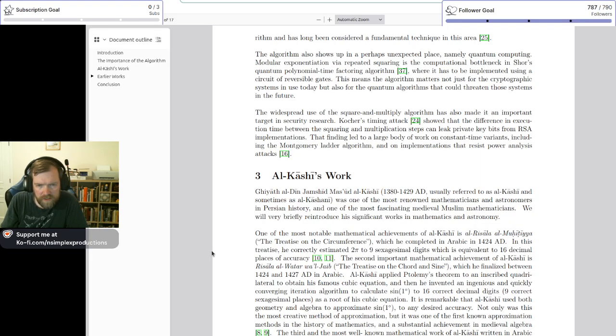Ghiyath al-Din Jamshid Masud Al-Kashi, usually referred to as Al-Kashi and sometimes Al-Kashani, was one of the most renowned mathematicians and astronomers in Persian history, and one of the most fascinating medieval Muslim mathematicians. We'll very briefly introduce his significant works in mathematics and astronomy.